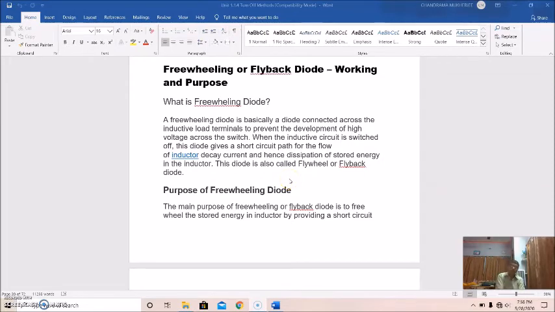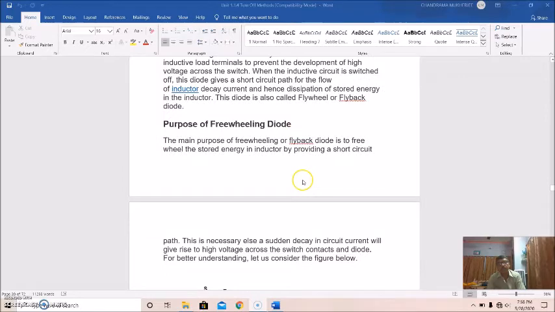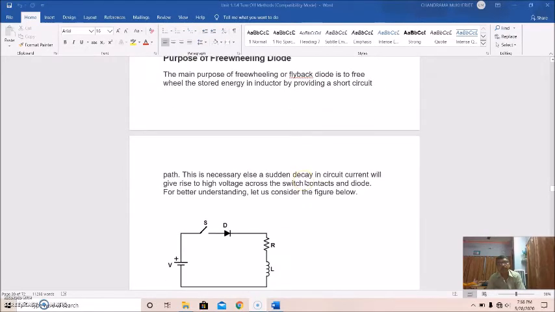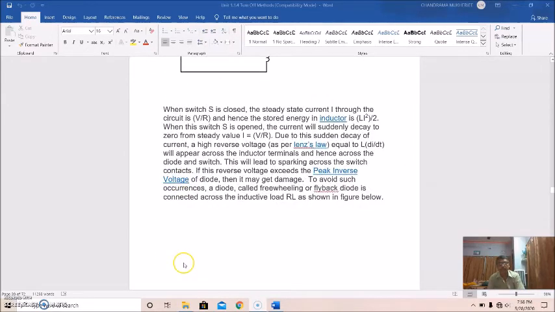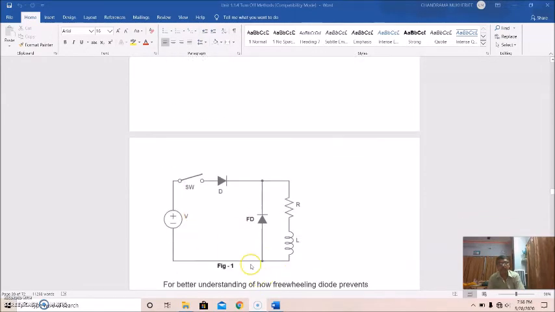So this diode is also sometimes called a flywheel or flyback diode. What is the purpose of this freewheeling diode? The main purpose of the freewheeling or flyback diode is to freewheel the stored energy in the inductor by providing a short circuit path, which is shown here.